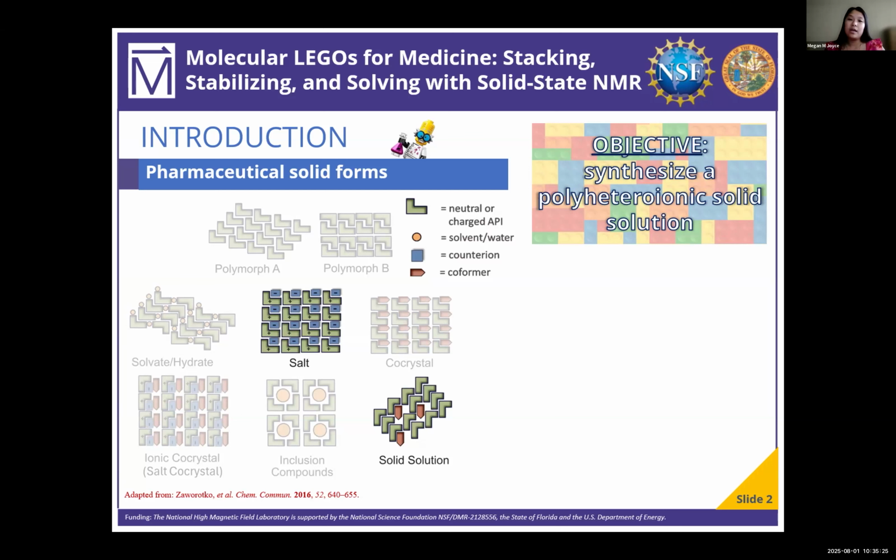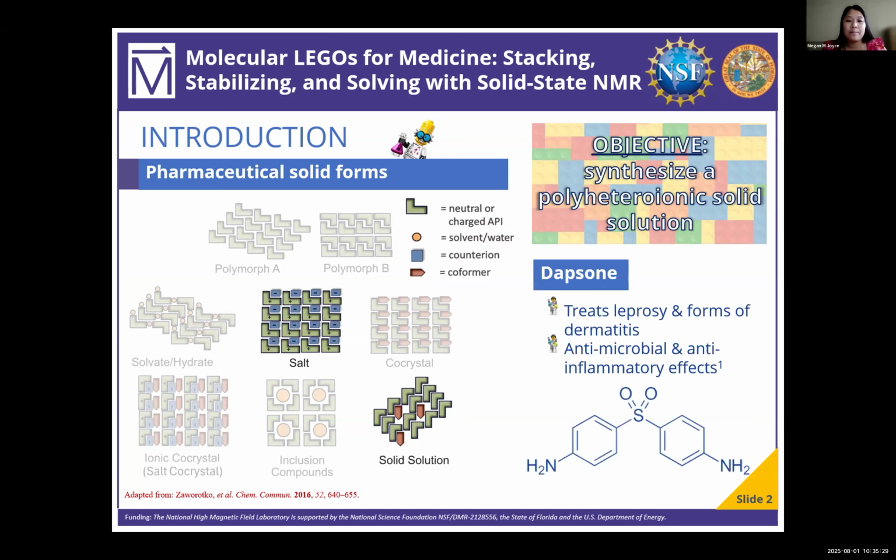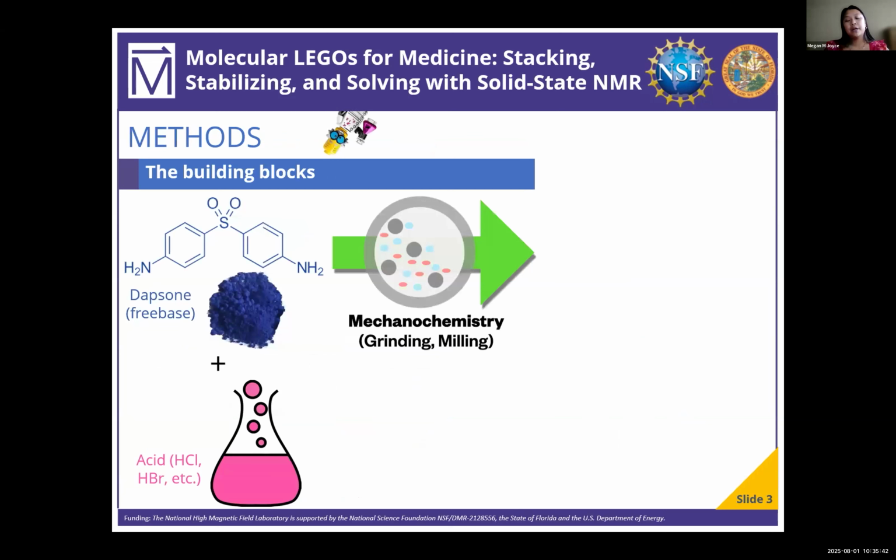It's a novel solid form, and we specifically looked at the drug dapsone because there are many salts that already exist in the literature. However, these were all made using solution-based techniques, and we wanted to find a greener, more environmentally friendly way to synthesize them. So we use mechanochemistry because it provides great alternatives to solution-based methods. It has advantages in speed, environmental costs, and efficiency.